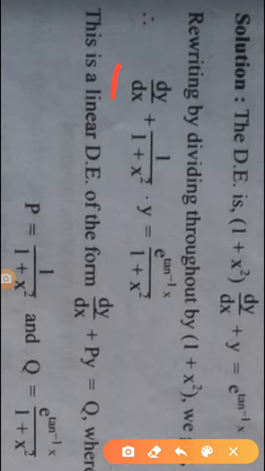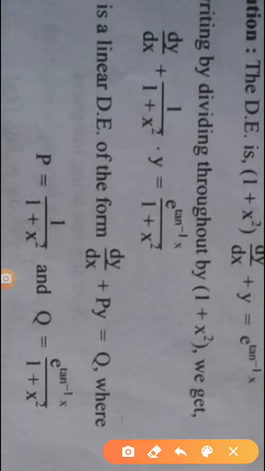dy/dx, because 1 + x² cancels out, plus 1 divided by (1 + x²) into y equals e^(tan⁻¹x) divided by (1 + x²). So this is now in the general form of a linear differential equation.